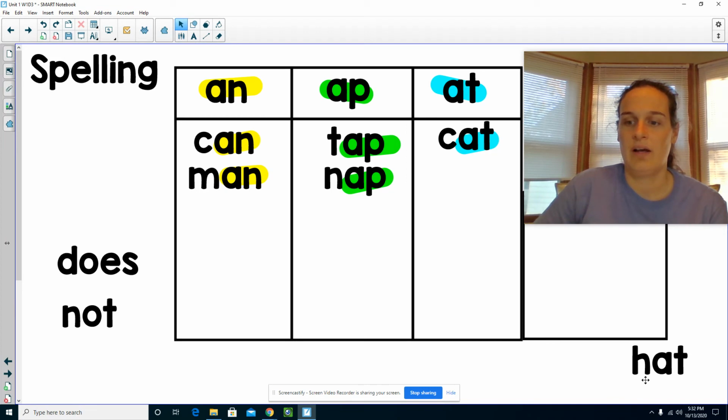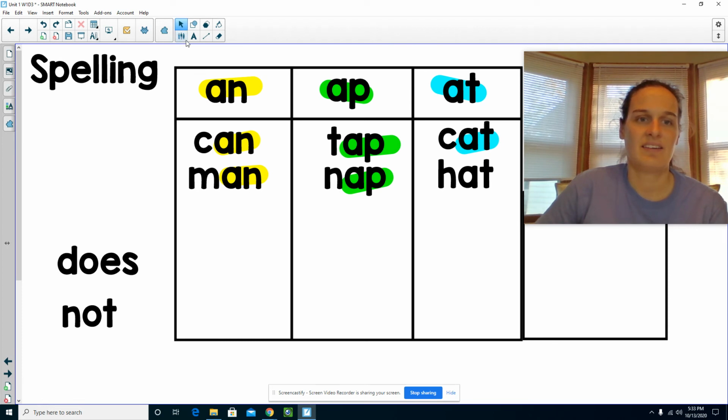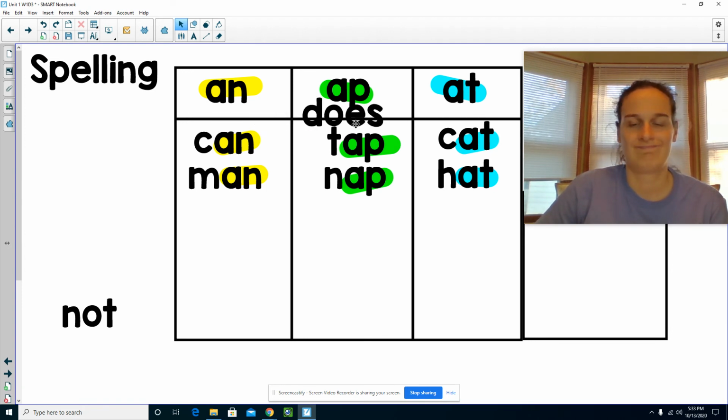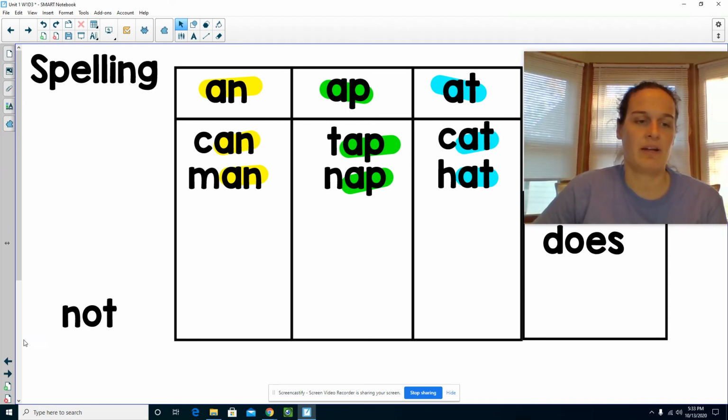Let's sound out this word. Hat. Well, where does hat belong? AN, AP, or AT? The AT. We'll highlight AT there. Okay, now we have two sight words here. Does. Well, does does have an AN? Does that have AP? AT? So it doesn't fit any of those categories, so it goes in our oddball category.